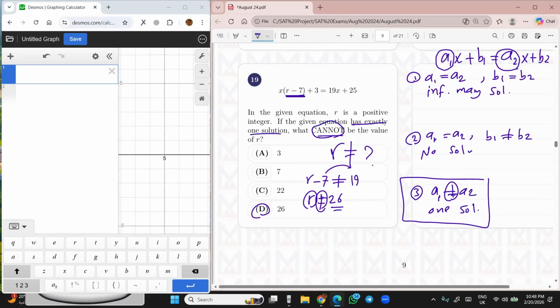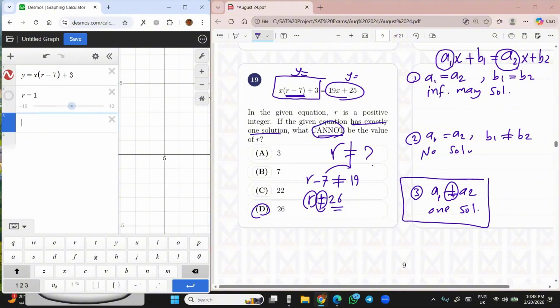How can we display this on Desmos? We can graph it on Desmos, but because we have a letter like r, we cannot write them all together. We have to write this as y equals something and this as y equals something else. So we can consider two equations here and display them as lines. So y equals x(r − 7), and then get outside and write plus 3. That's our first line. Second line, we write y equals 19x plus 25.